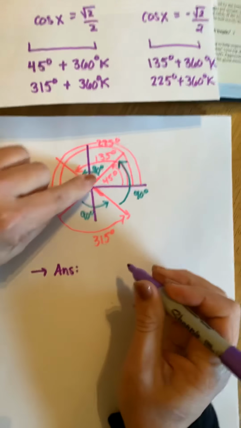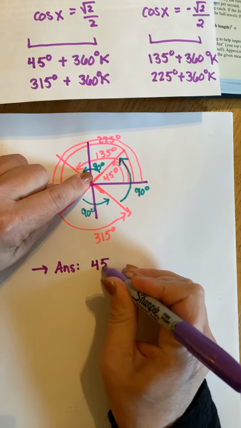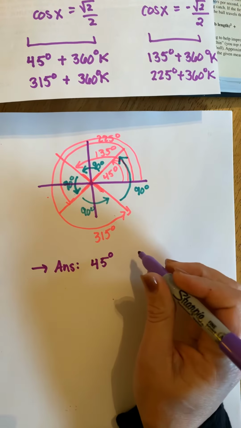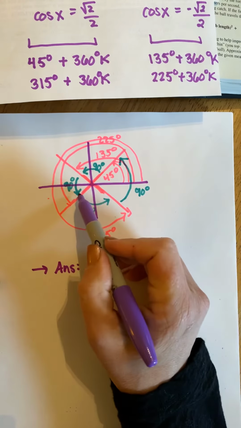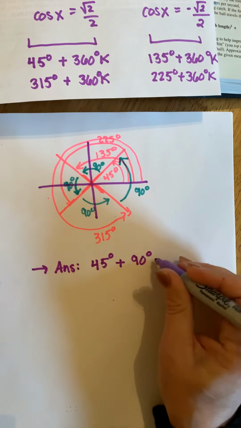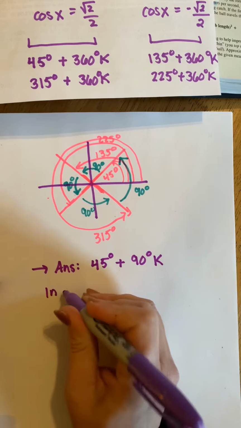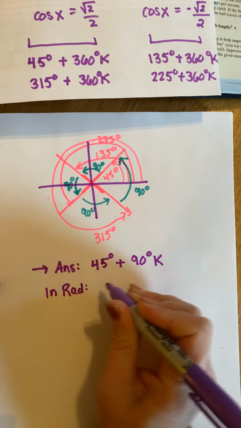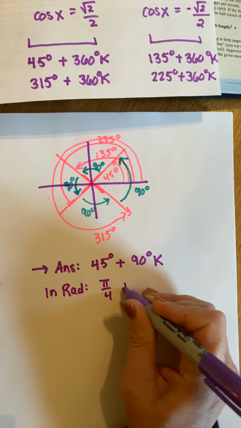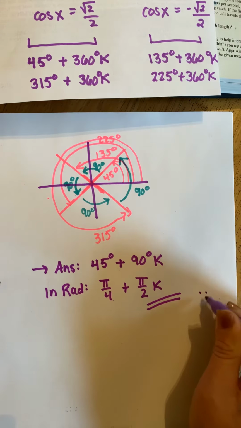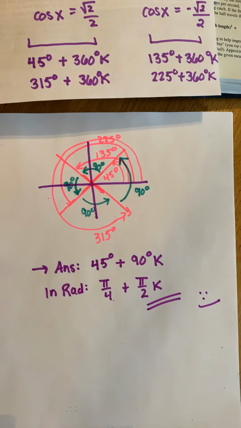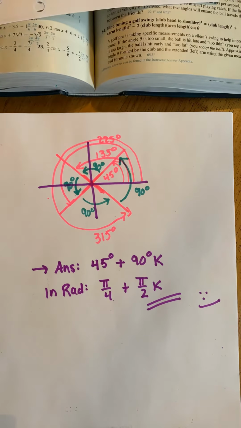We could start at 45 degrees and just keep adding multiples of 90: 90, 180, 270, 360. In radians, pi over 4 plus 90 degrees is pi over 2. So, cool little problem. Practice with that. If you have any questions or you want to go over more of these, by all means, let me know.